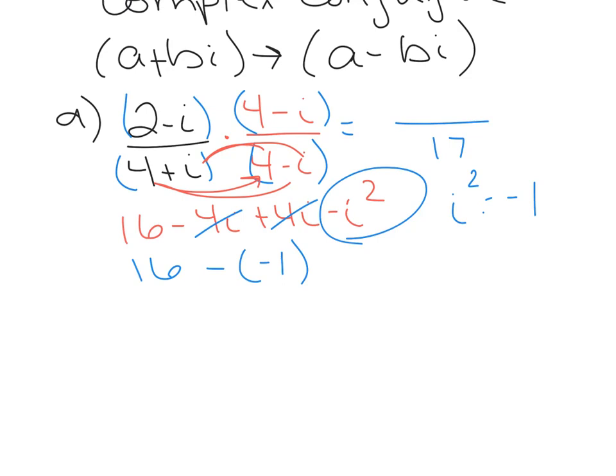In the numerator, you're going to have 2 times 4 is 8. 2 times negative i is negative 2i. Negative i times 4 is negative 4i. Negative i times negative i is positive i squared. So we need to simplify that.